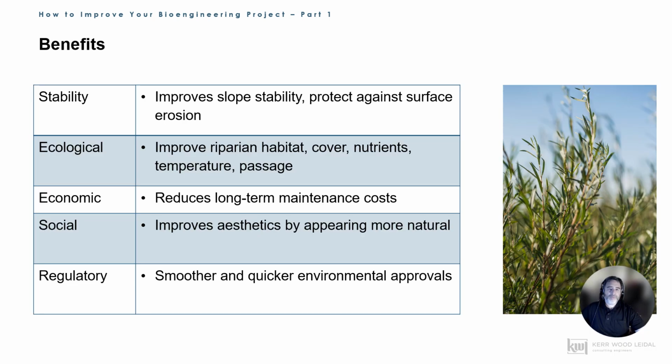Bioengineering offers several benefits over conventional approaches, including improved slope stability and protection against surface erosion. With respect to ecological benefits, bioengineering improves riparian habitat, cover, nutrients, temperature, and passage. There is generally a reduction in long-term maintenance costs when bioengineering projects are used. And certainly, bioengineering improves aesthetics of a site by appearing more natural. And finally, the use of bioengineering approaches typically results in smoother and quicker environmental approvals.